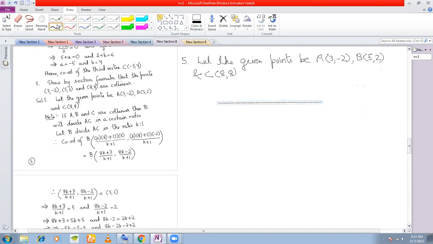So once we label, now what happens if these 3 points are collinear? Suppose I'm just giving you a situation here. Suppose you have the point A here, the point B here, and the point C here. Then B must divide AC in a certain ratio. That means this part should be m and this part should be n, isn't it? So we will find out that ratio. If we are able to find out that ratio, that means they are collinear.